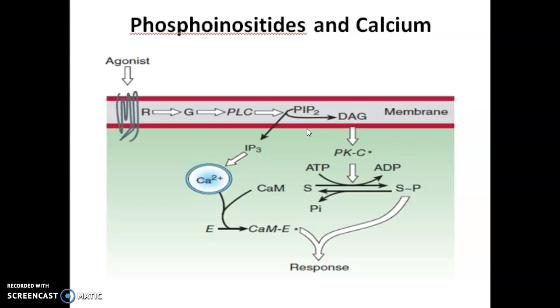As in the cyclic AMP system, multiple mechanisms damp or terminate signaling by this pathway. IP3 is inactivated by dephosphorylation. Diacylglycerol is either phosphorylated to yield phosphatidic acid, which is then converted back into phospholipids, or it is deacylated to yield arachidonic acid. Calcium is actively removed from the cytoplasm by calcium pumps.